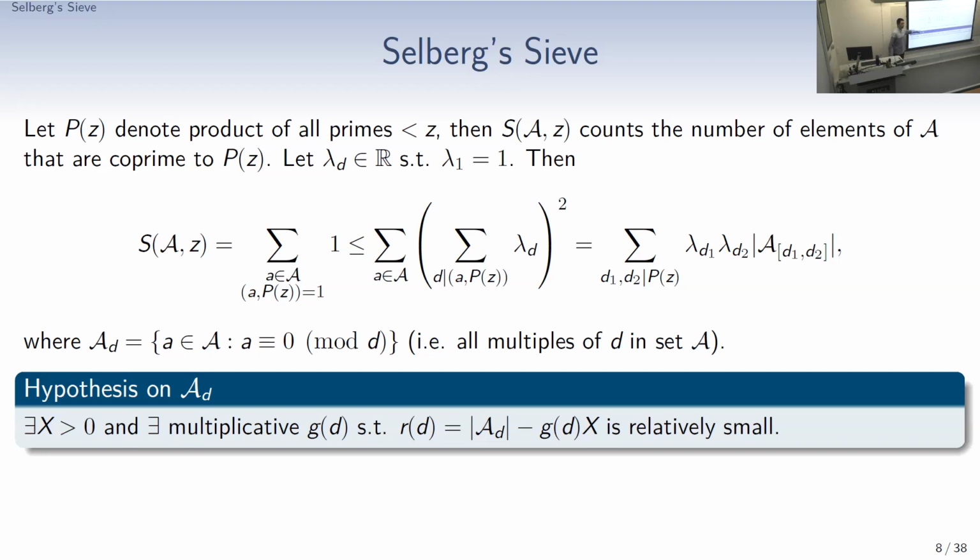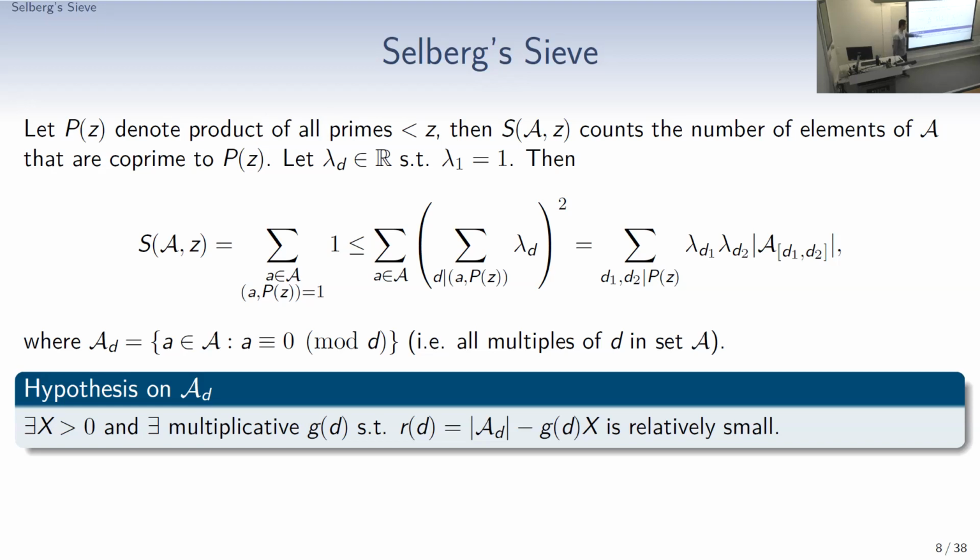If we just take A to be the set of integers less than X, then this quantity will be approximately the size of X over d. So in this case, g of d is equal to 1 over d. And 1 over d is a multiplicative function. By multiplicative, I mean suppose g is multiplicative, then if a and b are coprime to each other, then g of a times g of b is exactly g of a times b. So in a general context, we assume that the size of the set can be well approximated by a multiplicative function g of d multiplied by some real number X.